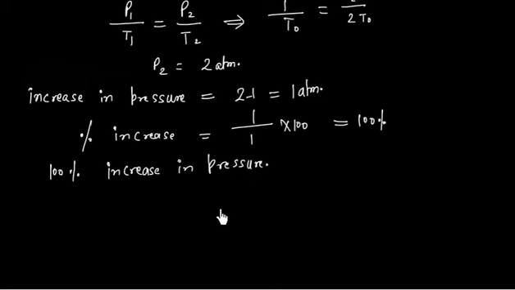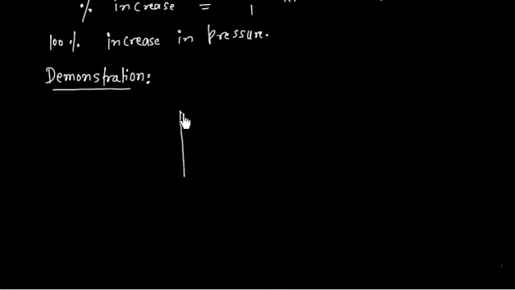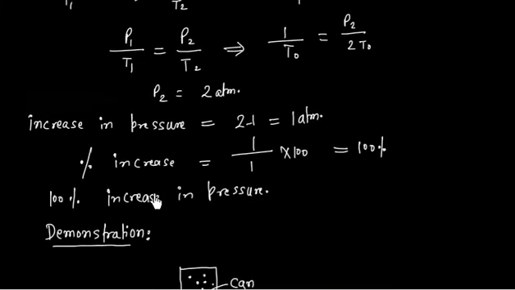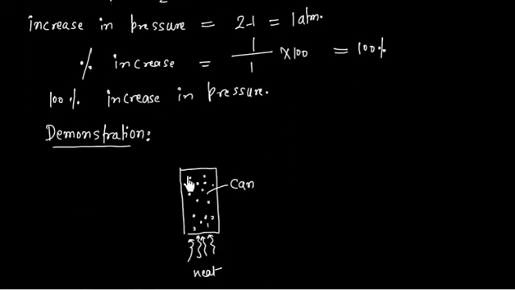Now next let us discuss a demonstration of Gay Lussac law. In the demonstration, we have a can. This has closed air. It will have some pressure initially. Now we start heating, so this can is heated. If we heat this can, if I increase temperature, pressure will increase.